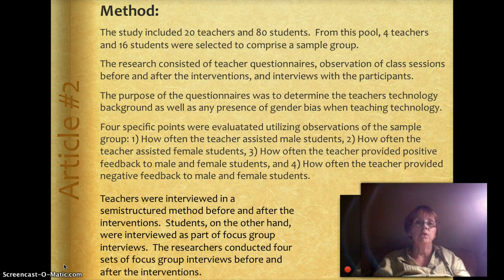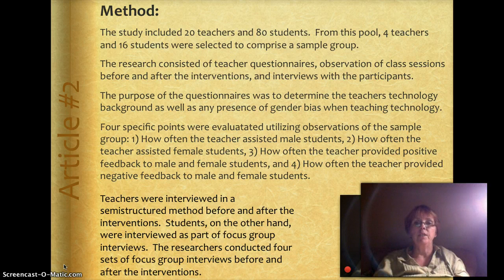The method of research. The study included 20 teachers and 80 students. From this pool, 4 teachers and 16 students were selected to comprise a sample group. The research consisted of teacher questionnaires, observation of class sessions before and after the interventions, and interviews with participants. The purpose of the questionnaires was to determine the teacher's technology background as well as any presence of gender bias when teaching technology. 4 specific points were evaluated utilizing observations of the sample group.